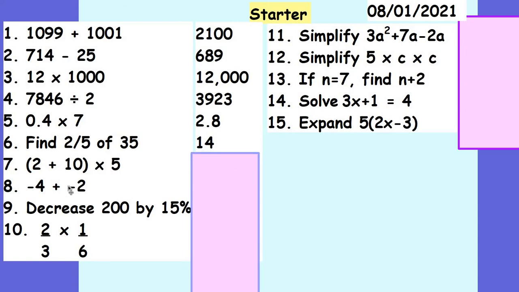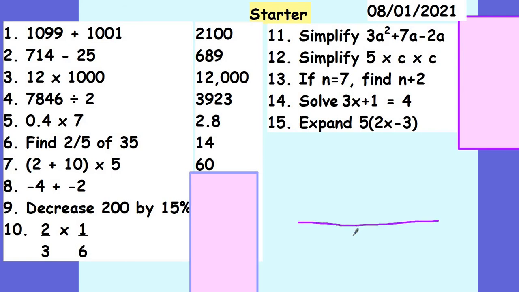For the next one, we're going to do brackets first, so 2 plus 10 gives me 12, and 12 times 5 would give me 60. Negative 4 plus negative 2 means we are at negative 4 on our number line. Here's negative 4. Here's 0. I'm adding on negative 2. That's the same as subtracting 2. So I'm moving 2 spaces over here. So I'm going to end up at negative 6. Well done if you got that right.